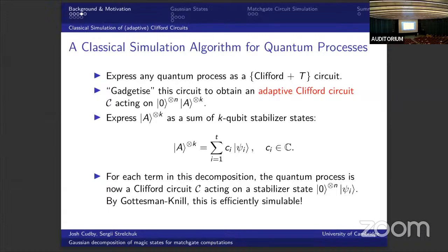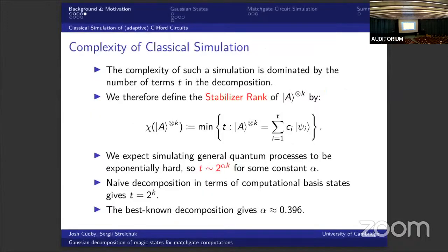Now, of course, there's no such thing as a free lunch. We've not just solved simulating quantum processes in polytime. So what is the complexity of this? The complexity is dominated by the number of terms in the decomposition. We call the number of terms the stabilizer rank. It's given by this expression chi here, and it's the minimum possible number of terms in any such decomposition. And since we expect simulating quantum processes to be exponentially hard, we expect that chi should scale like 2 to the alpha k for some constant alpha.